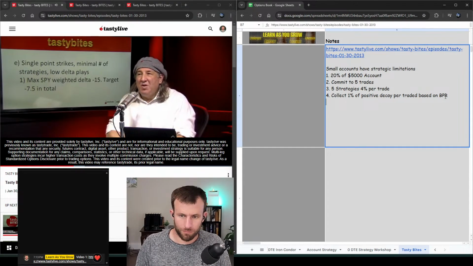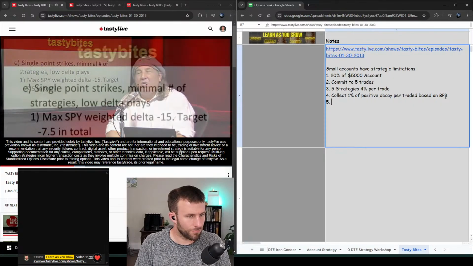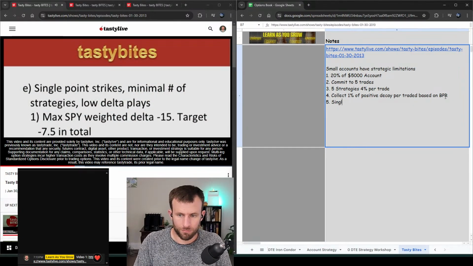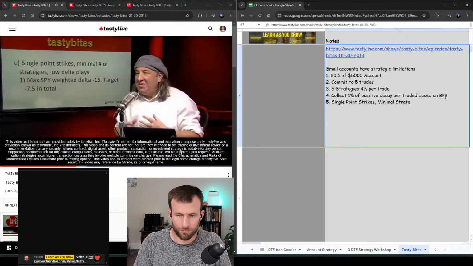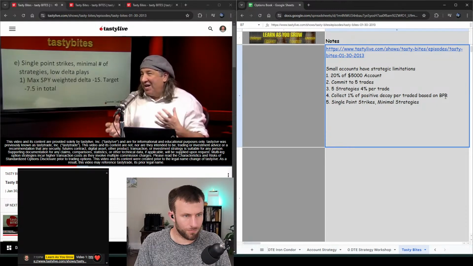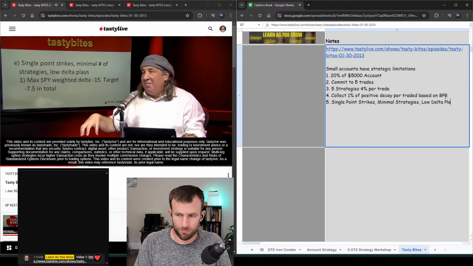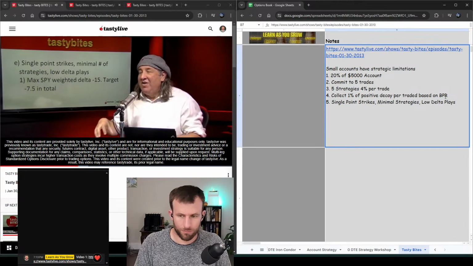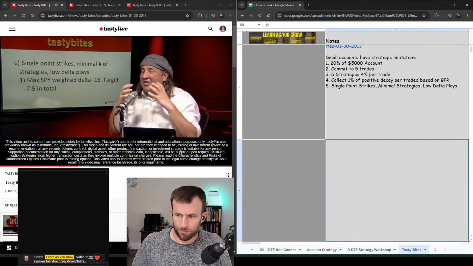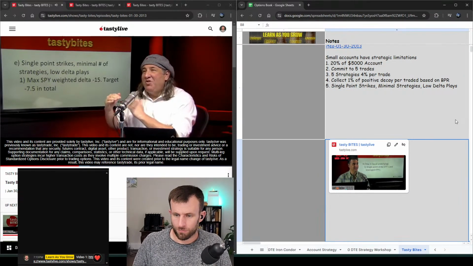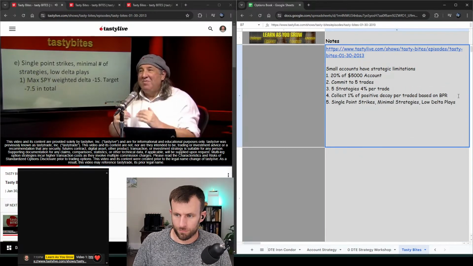We're going to look at single point strikes, minimal number of strategies, and low delta plays. So the takeaway from this is that my max SPY weighted delta is about -15, and my target weighted delta is -7.5 in total. Now, if this stuff all seems a little bit new or French to you, it's because very few people have presented small accounts with this kind of generalized criteria. I get so many emails saying, hey, put some definition around this, that I decided, okay, I'm going to put some definition around this.